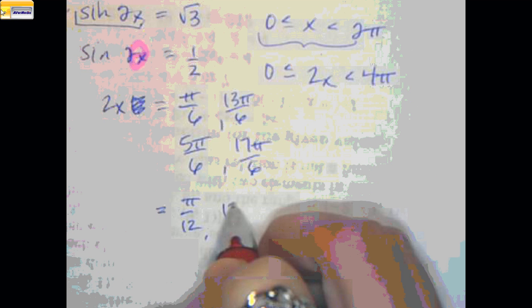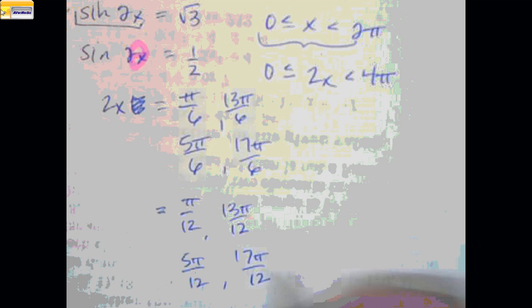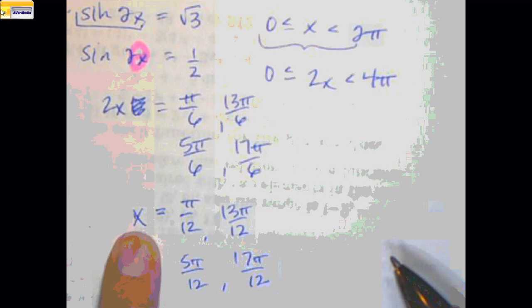Divide by 2 means multiply by a half, yes? So we wind up with, that's going to become pi over 12. This one becomes 13 pi over 12. This one becomes 5 pi over 12. And this one becomes 17 pi over 12. And all of those answers, Jonah, for x, all 4 of those fall within 0 to 2 pi.